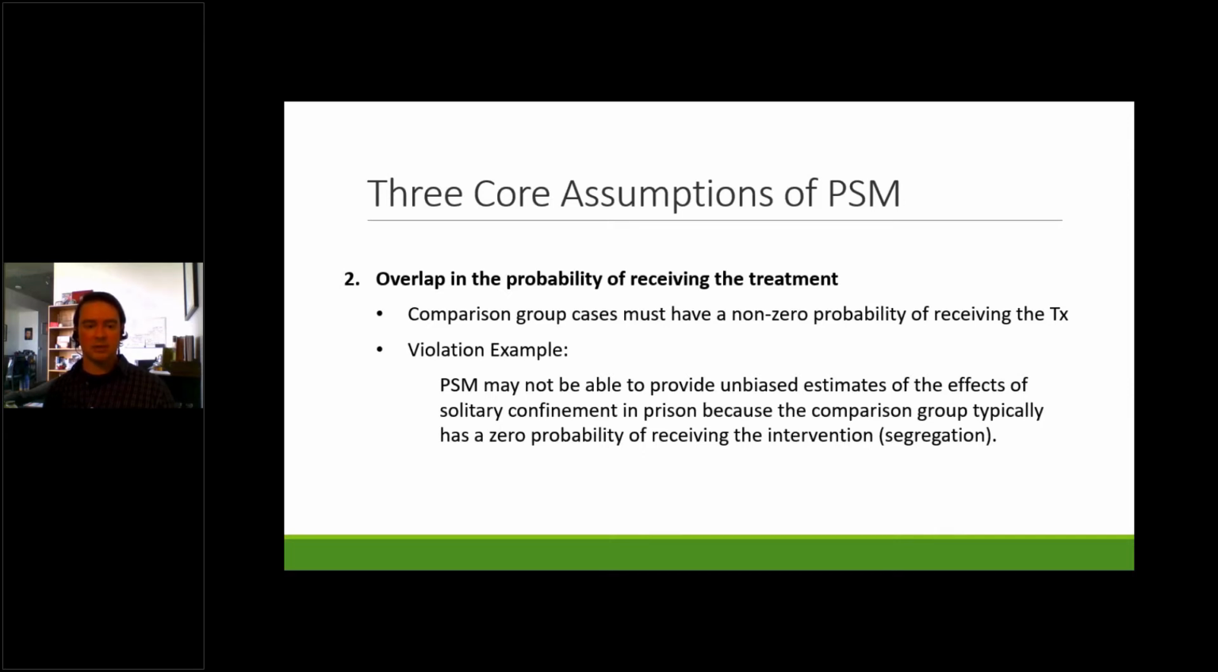It's particularly difficult because there really cannot be a historical comparison group because we've been practicing segregation for so long. And finding eligible people who did not get segregation is really tricky because you really had to do something in order to get into segregation. So it really depends on maybe the institution's process, the facilities process of how someone actually gets placed in segregation. If you can model that, you're okay. But you really got to be careful, because if you're not careful, PSM may not be able to provide unbiased estimates of the effects of solitary confinement in prison because the comparison group typically has a zero probability of receiving the intervention, that is segregation.